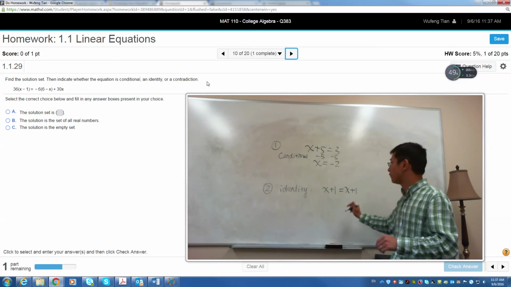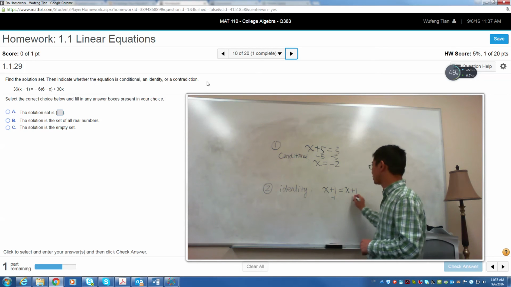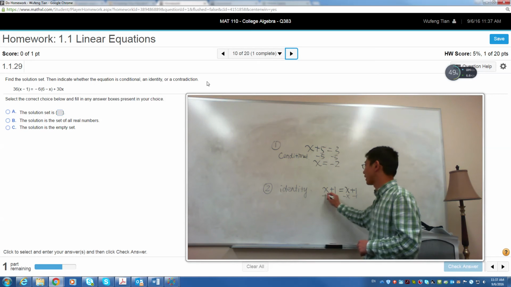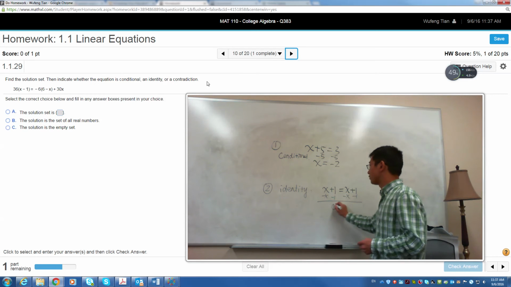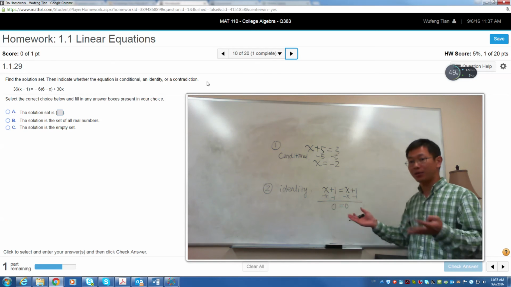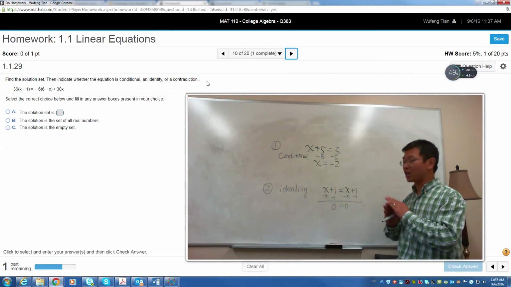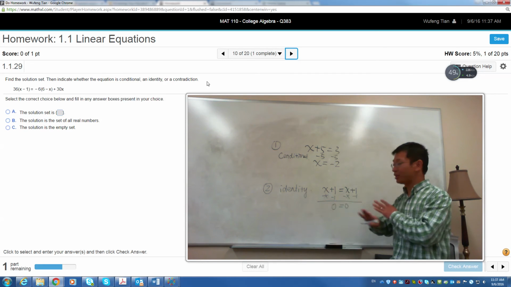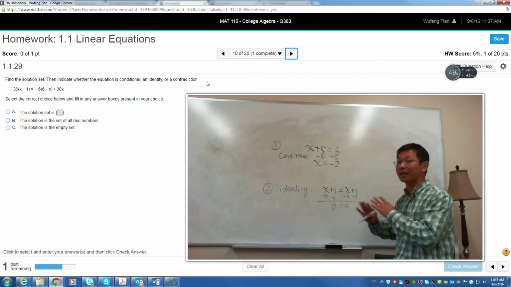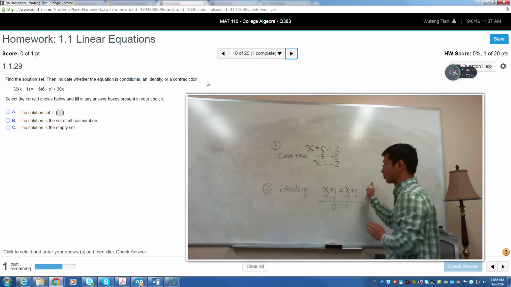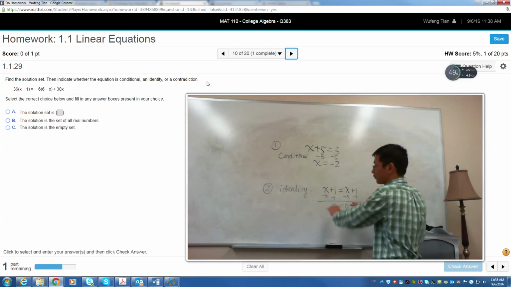Okay? So eventually, you subtract 1 here, subtract 1 here, subtract x here, subtract x here. So eventually you're going to have 0 equals 0. Or sometimes you get 3 equals 3. So it has nothing to do with x anymore. This equation is always true because they are exactly the same from the left to the right. Exactly the same thing. So this is the identity.